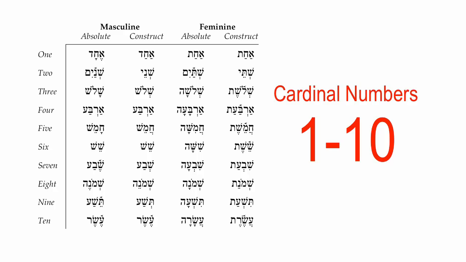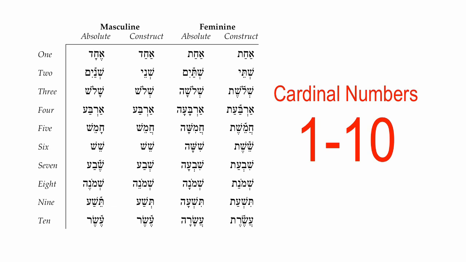On your screen, you're going to see 4 columns of Hebrew numbers. There's the masculine set of numbers in the first 2 columns, and the feminine set of numbers in the second 2 columns, numbers 1 through 10. We're going to begin by looking at the masculine absolute column, the first column on the left. This is the column that you want to memorize. These are the lexical forms of the numbers.